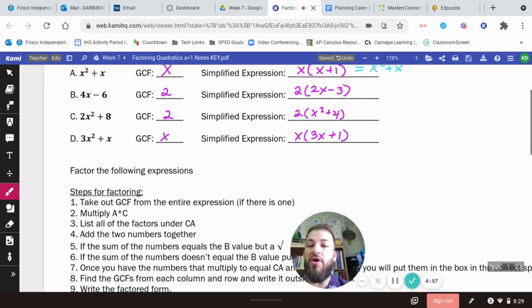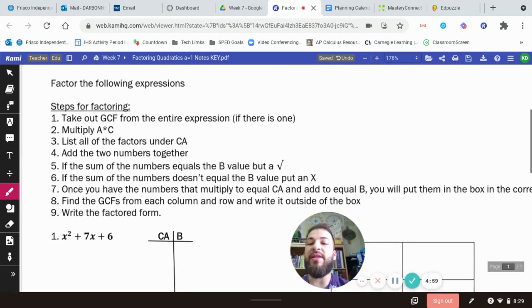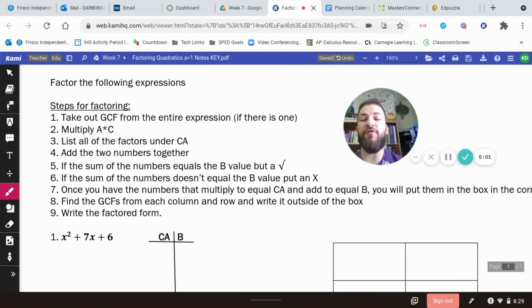Okay, so finding a GCF is really the first step in our full factoring. Sometimes you can fully factor something by taking a GCF. Sometimes we have to do a little bit more. And so we call this the CAB method.